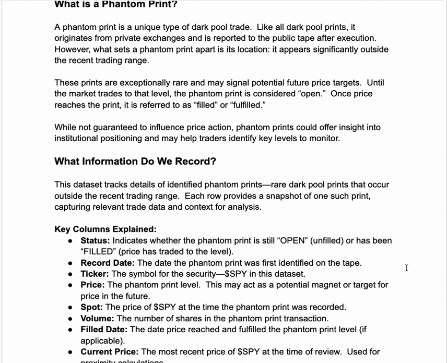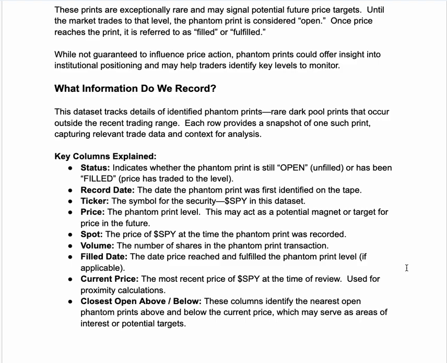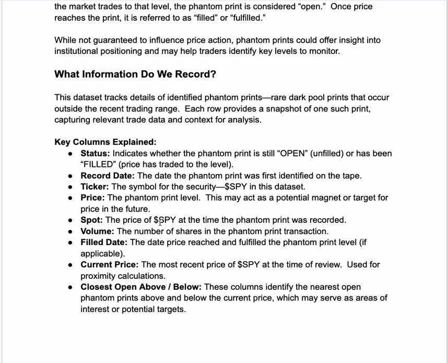So the information that I record is the status, the record date, the ticker, the price, the spot, the volume, the fill date, the current price, and the closest above and below. The status is, like I just said, open until we've been to it, and then it's filled after we've been to it. The record date is when it's come on the tape, and then I always identify that it's a SPY Phantom print, which is just something technical and picky that I like to do.